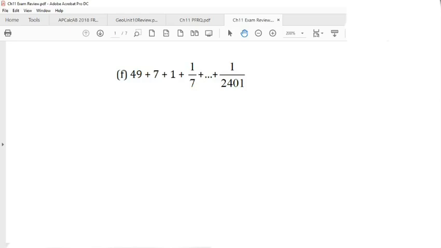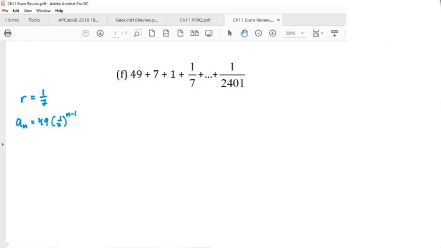First, we need to define what kind of sequence these numbers are from. That's a geometric sequence. We are multiplying by 1 over 7 each time, so our common ratio is 1 over 7. That means we can write an nth term for this. We know it's a geometric sequence, so we put the first term and multiply it times the common ratio, which is 1 over 7, raised to n minus 1.